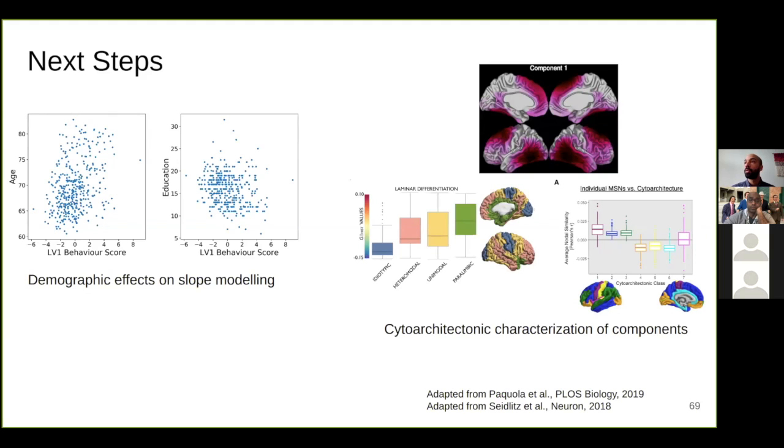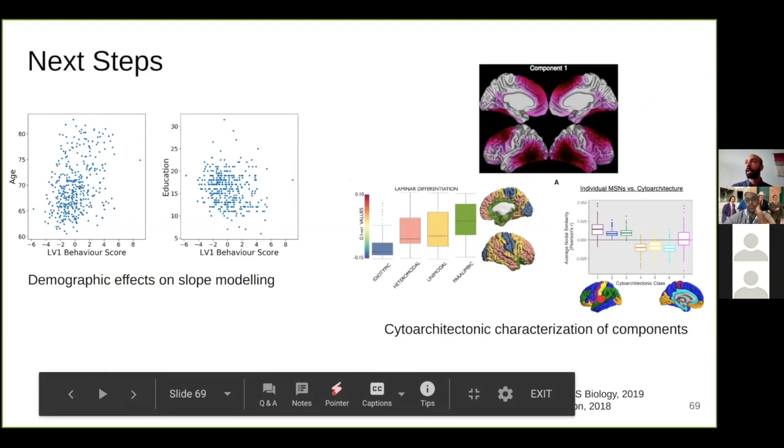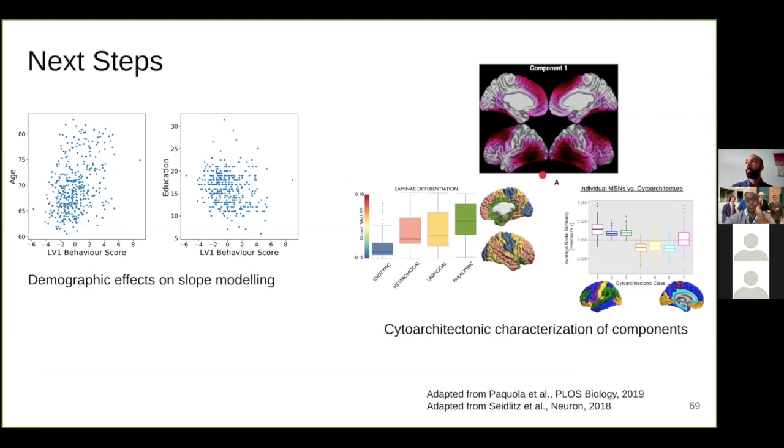So what I'm showing here are two figures from two recent papers where they looked at, in this case, gradient values in cortex with different laminar differentiation, and similarly, different metrics within different cytoarchitectonic classes. So in addition to saying component 1 is high in these areas, we could say component 1 is higher in different cytoarchitectonic classes than others, which would help describe them, I think, in a bit more of a concrete fashion.